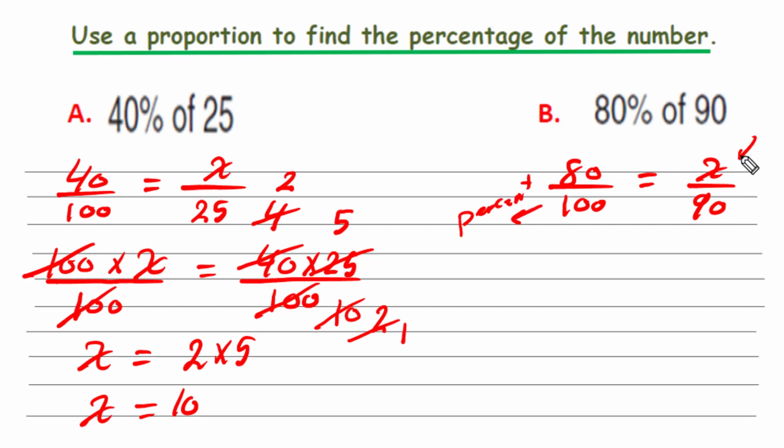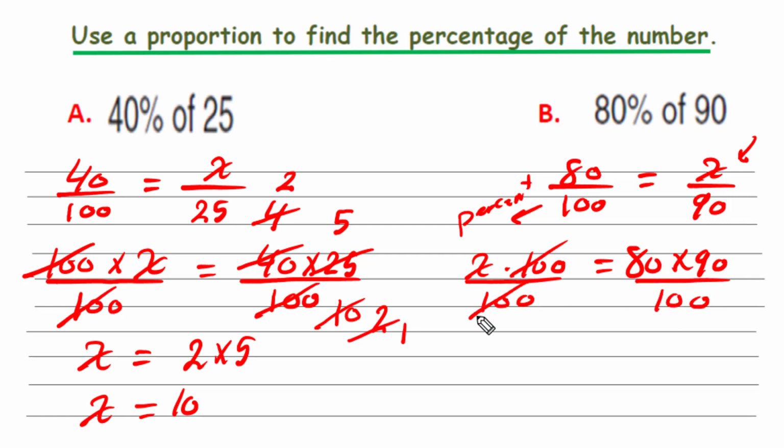Don't forget, now use cross products. x times 100 is equal to 80 times 90. Now, to find the value of x, we will divide both sides by 100.